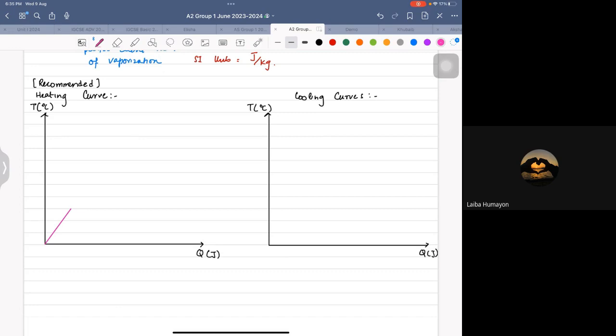where it reaches the melting point. So it would reach melting point. And when it reaches melting point, this is where it will basically show a constant value of temperature. Why? Because we know at melting point the temperature doesn't change. Then after the material has completely melted, it would start to increase the temperature again.